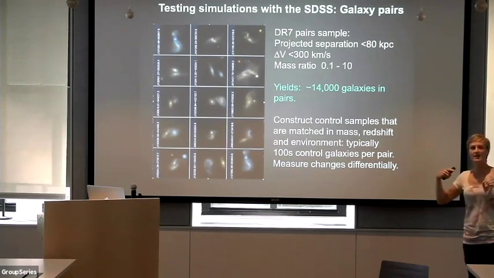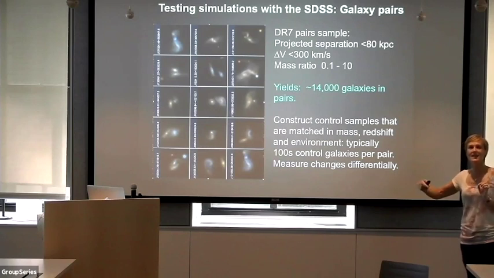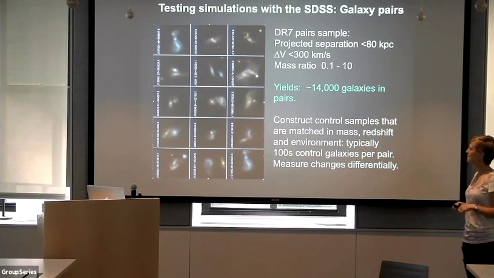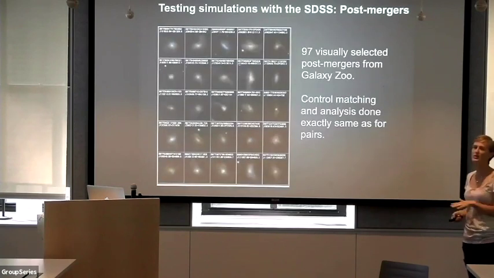And we find all of those non-merging galaxies that have the same redshift, the same stellar mass, and are in the same local environment. So the same kind of group environment. We typically have hundreds of controls matched to each galaxy, and then we can look differentially at their properties. The second part of the sample, beyond the pairs, then is the post-merger sample.